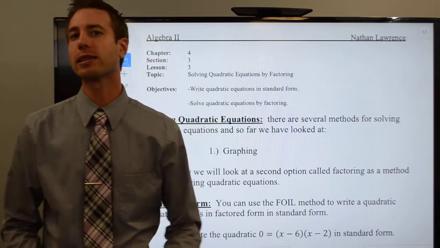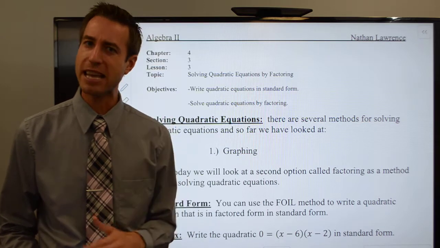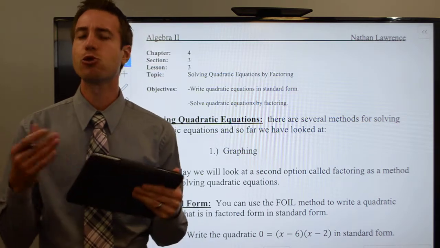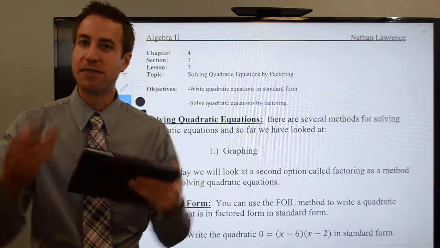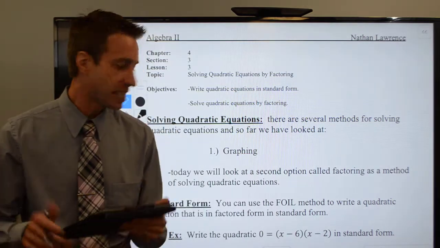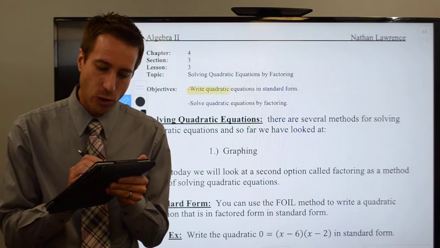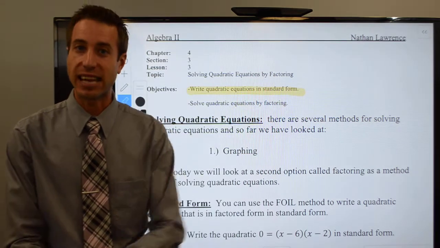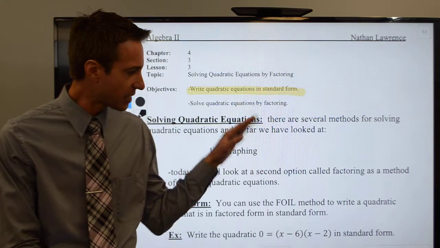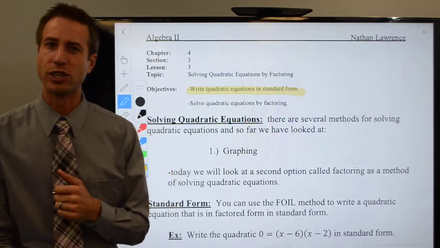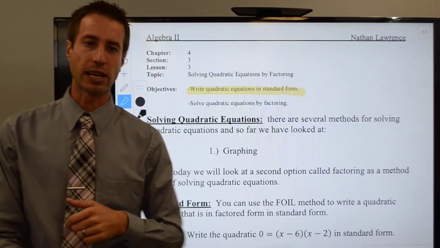A couple of objectives or learning targets for you as you make your way through these notes: things you should be able to do by the time we get to the end of this note set and this set of videos. You should be able to write a quadratic equation in standard form. We're actually going to start with that objective. It's right here on the first page of the notes, which I'll explain to you, and then we'll take a look at a couple of example problems.